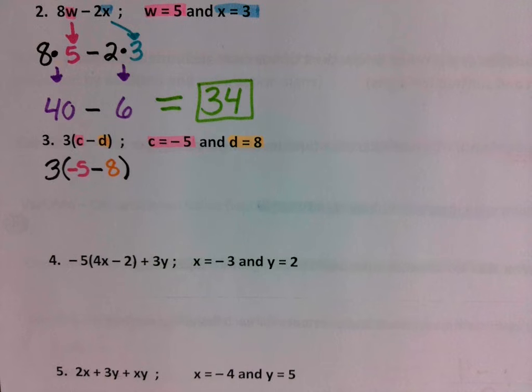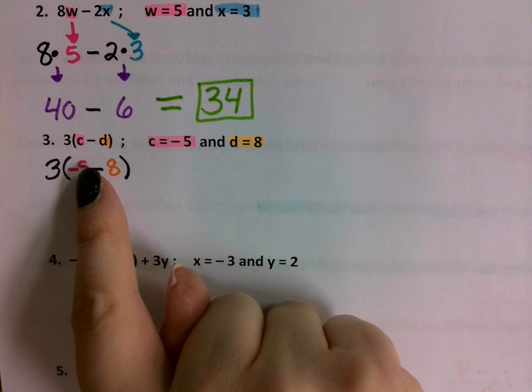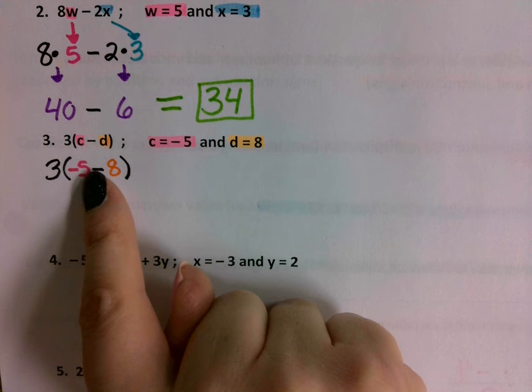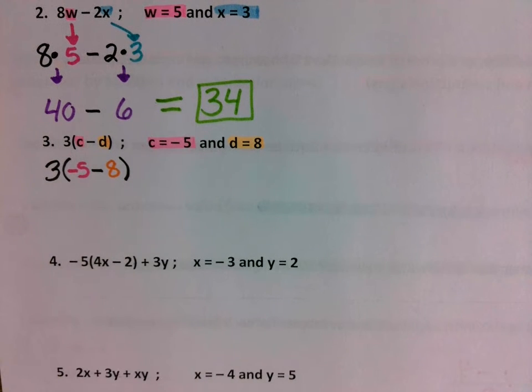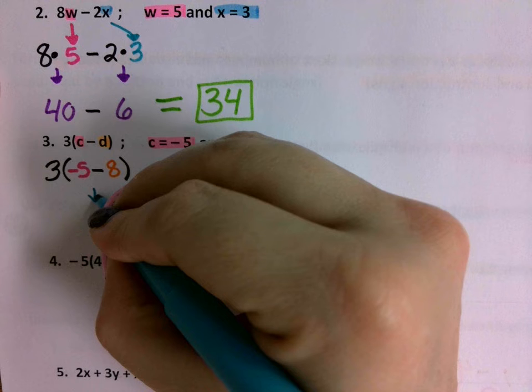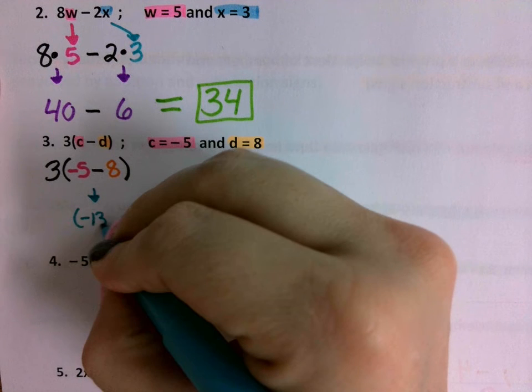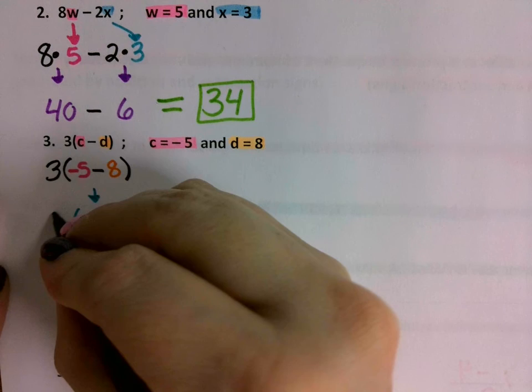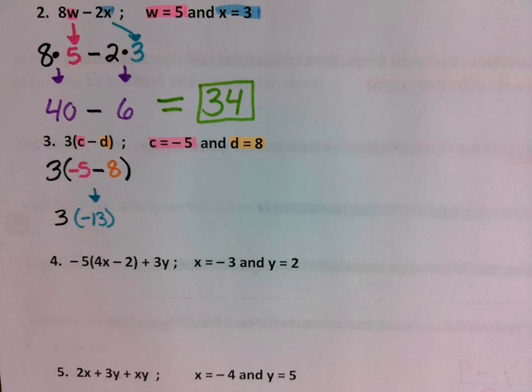Thank you. All right, so we're going to do the parentheses first. Negative 5 minus the 8. Negative 5 minus the 8 is going to give us negative 13. And then we would do 3 times negative 13, and that'll give us negative 39.